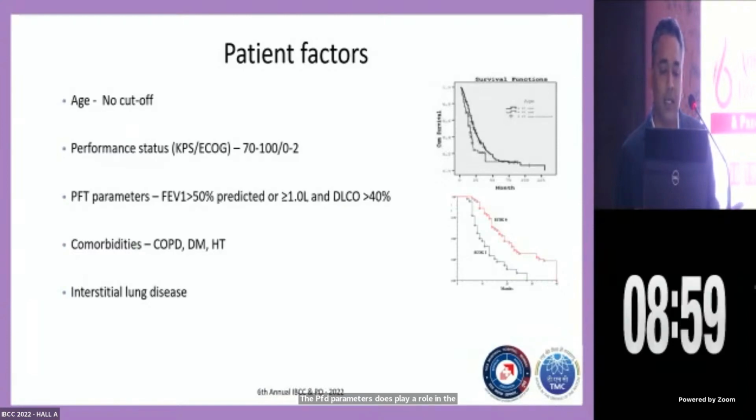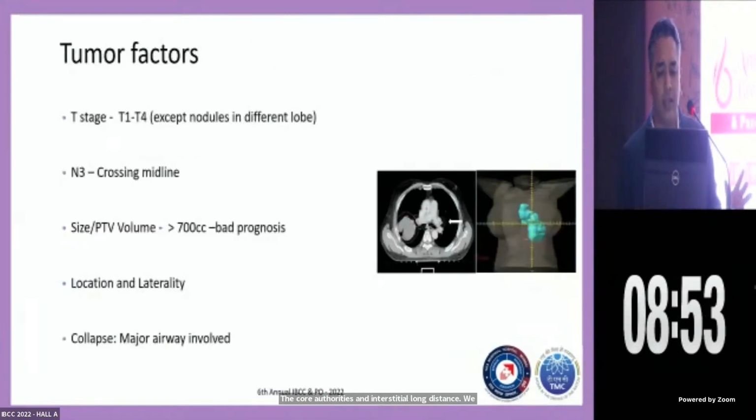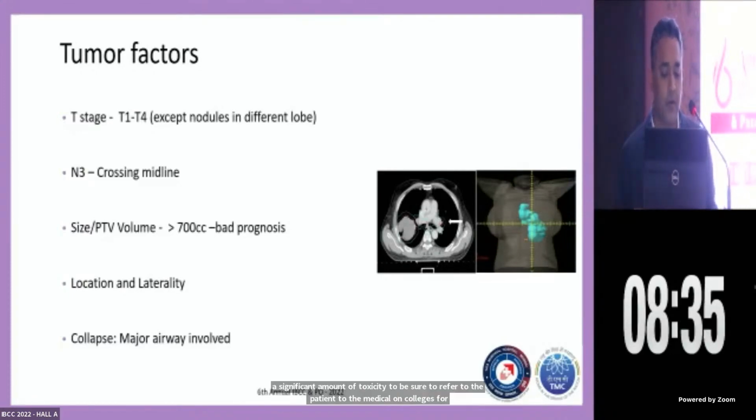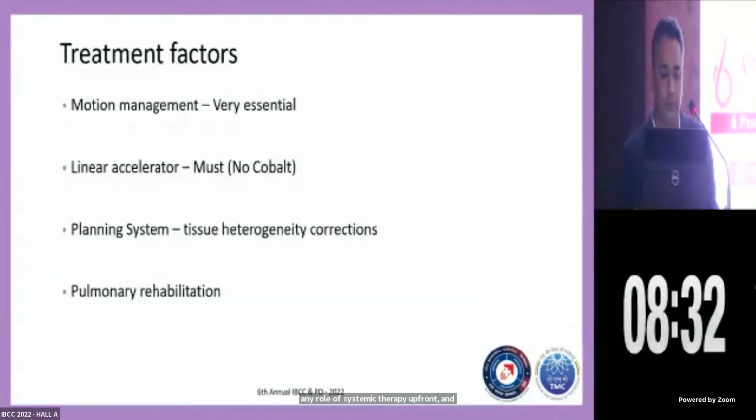The comorbidities and interstitial lung disease: we should be very careful about interstitial lung disease before we plan for radiation therapy. And the tumor factor, generally T1 to T4 we can treat, N3 crossing midline, but it depends upon the location and the laterality of the tumor. If it is a large volume and it is going to cause a significant amount of toxicity, we should refer the patient to the medical oncologist for any role of systemic therapy upfront. And we should be careful about the major airway involved if there is a collapse of the lung.